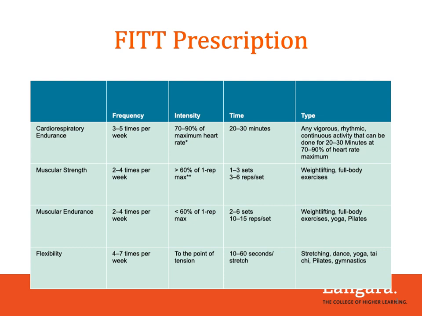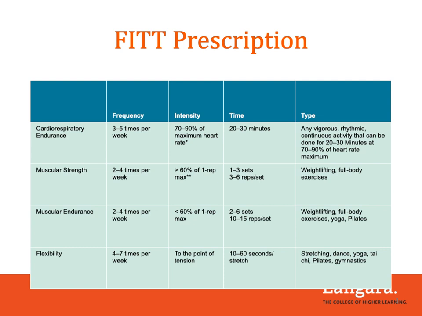Time for cardiorespiratory could be, I have 20 to 30 minutes here, but that could change based on several different factors, your fitness level, if you're training for something specifically. But for general health, general fitness, we look at 20 to 30 minutes at 70 to 90% being a pretty general, pretty basic prescription. And then type would be any vigorous, rhythmic, continuous activity that can be done for 20 to 30 minutes at that 70 to 90% of max heart rate.